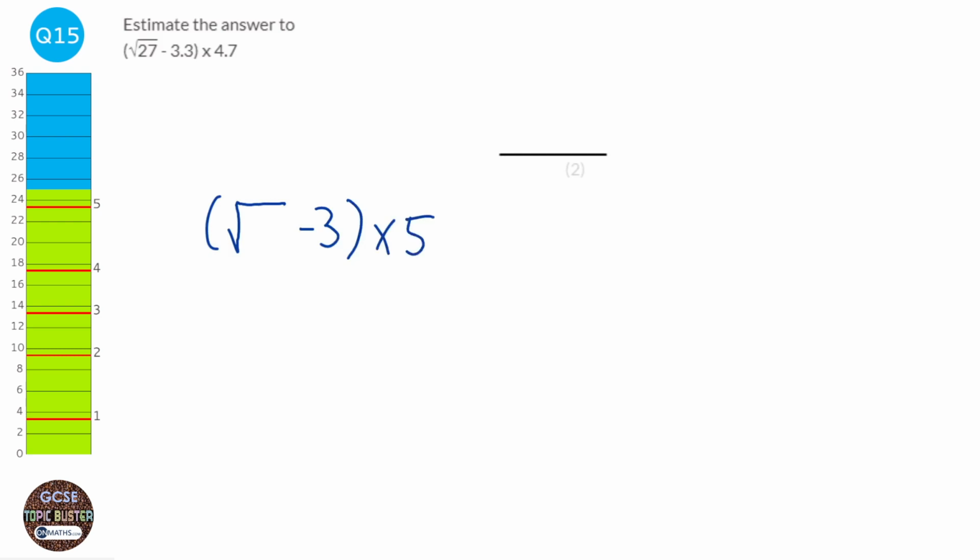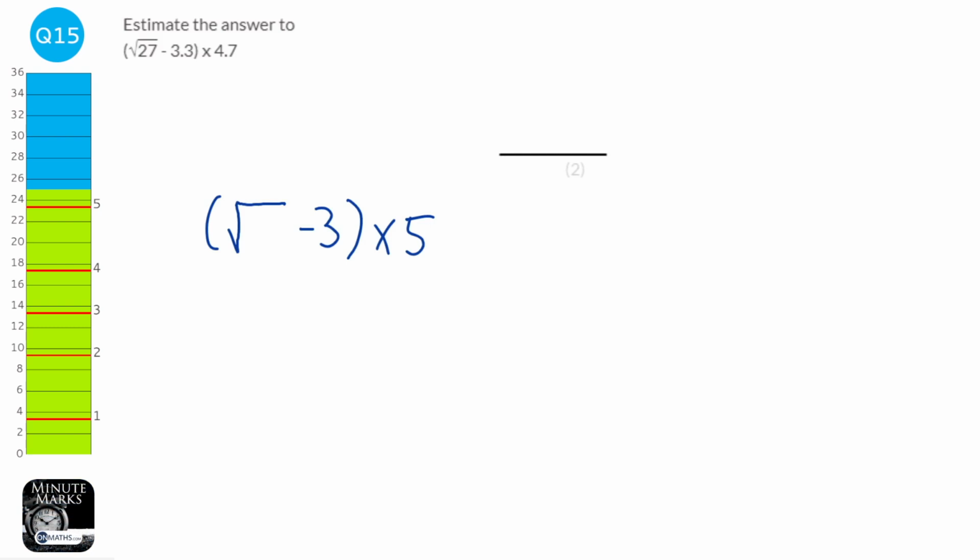Now, the problem with this 27 is square rooting 27 is difficult, especially without a calculator, and estimating should be done without a calculator. But if I round it to one significant figure, that will make it 30. Now 30 is no easier to work out.